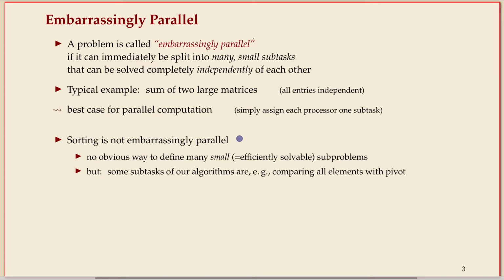The other problem we've seen and looked at from the parallel perspective, sorting, is actually not embarrassingly parallel. It's not really clear how in sorting you would break the whole task of sorting the entire list into small little tasks that are independent. But if you look at our algorithms that we designed, there are subtasks that are of this type. For example, the partitioning step in quicksort, where we compare all elements with the pivot element. That's a task where every element's outcome compared to the pivot is independent of the others. So you can do this completely in parallel, and that's exactly what we did.